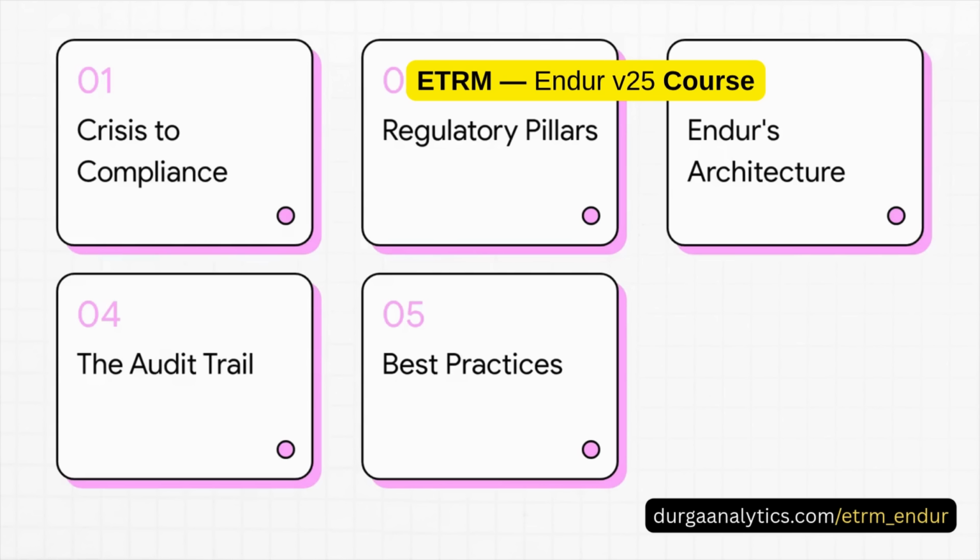All right, so here's our game plan for today. We'll start with from crisis to compliance, then hit the 4 regulatory pillars. After that, we'll look under the hood at Endur's compliance architecture, see how to automate the audit trail, and finally cover best practices and pitfalls. We're going to start with the why, what created all these rules, and then jump straight into the how, so you can really master this inside your Endur environment.